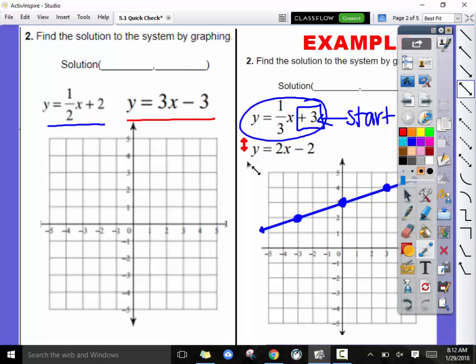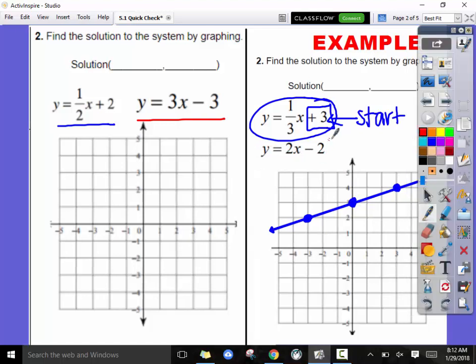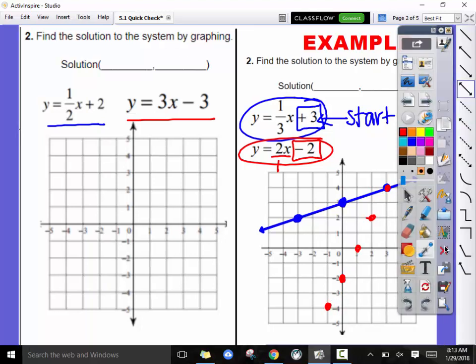Then the other line, y equals 2x minus 2. I'm going to start at -2 on the y-axis, and the slope is 2, or 2/1. That means rise 2, run 1, and it's a positive slope. So from my y-intercept, rise 2, run 1. Rise 2, run 1, and go backwards: down 2, backwards 1. And then draw your line.